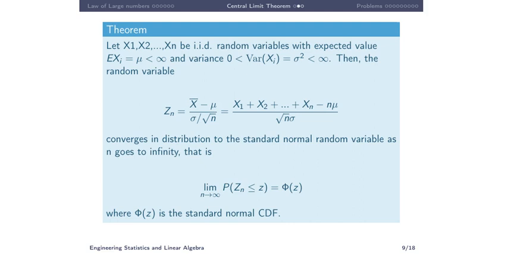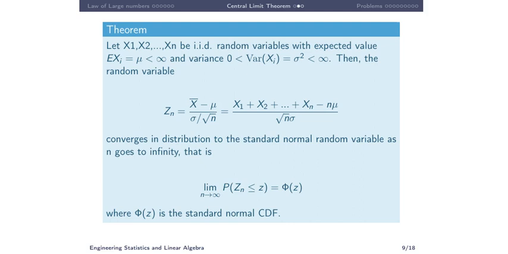If x1, x2, ..., xn are IID with E of xi as mu and variance sigma square, then we can define a random variable z, which is x bar minus mu divided by sigma by root n, which is nothing but x1 plus x2 etc. plus xn minus n mu by root n sigma, and it converges in distribution to the standard normal random variable as n goes to infinity.